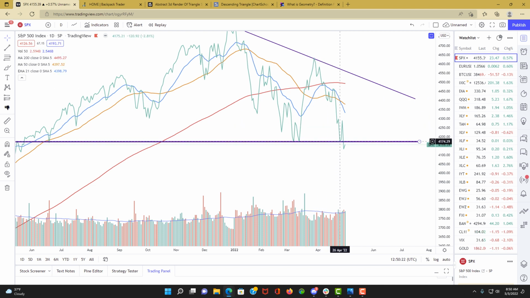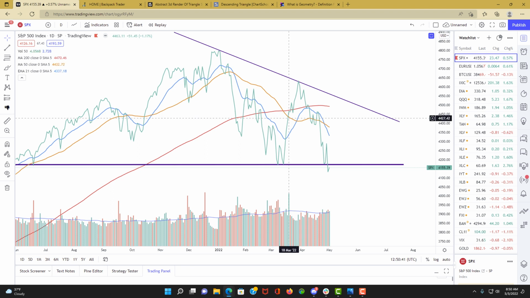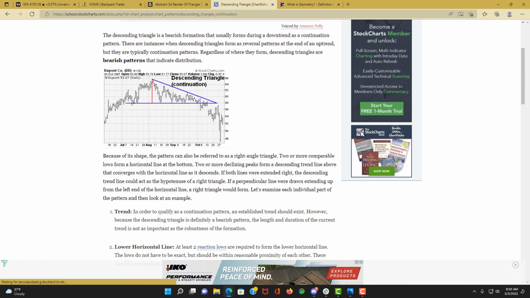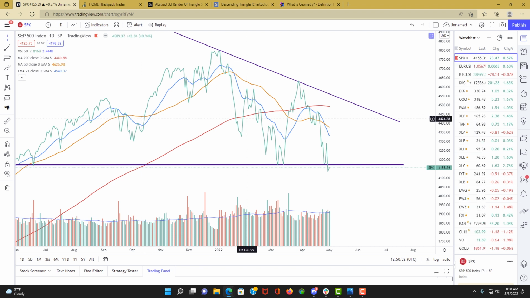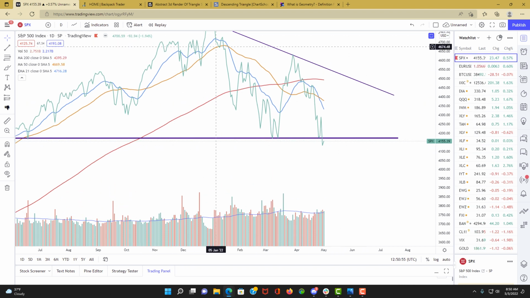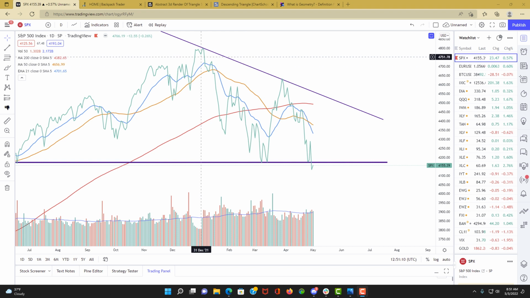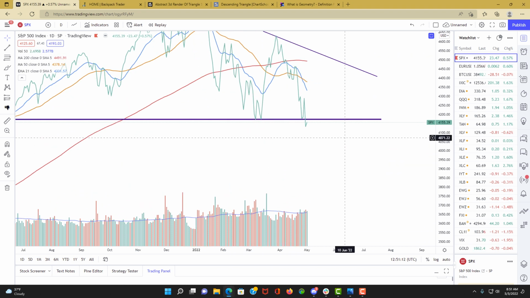It hits that support line one more time last week on April 26th, bounces again for a few days, finally succumbing. There is an overabundance of supply and selling. Demand is no longer extensively strong at this previous support area. Then prices break below, and that confirms, everybody, the descending triangle. As mentioned in the definition, this is a bearish pattern that typically includes further downside activity as the primary direction reasserts itself, which in this case is down.